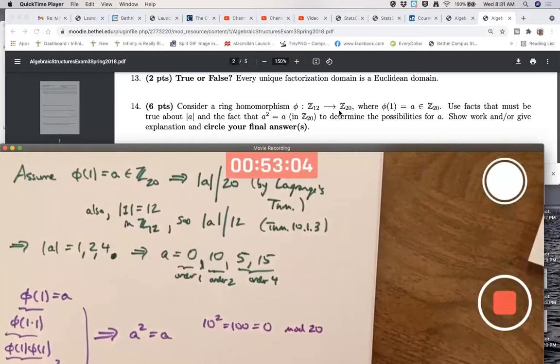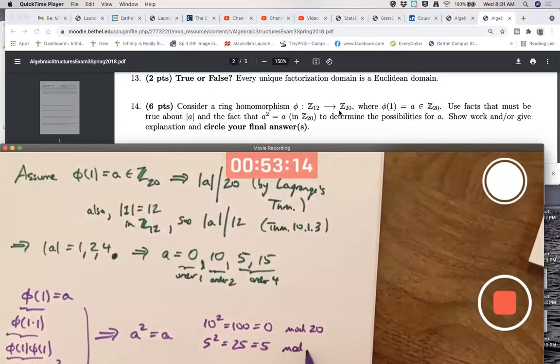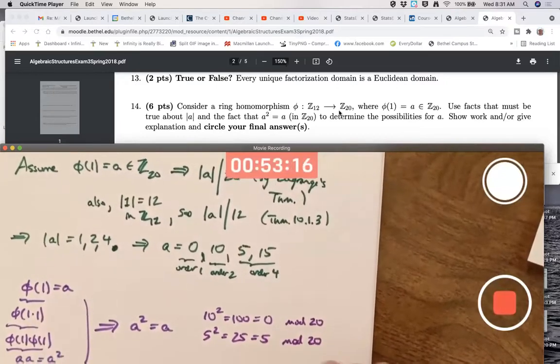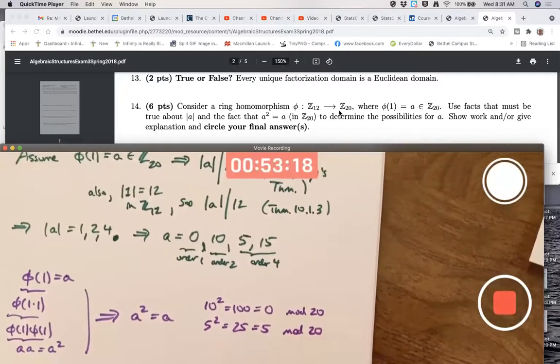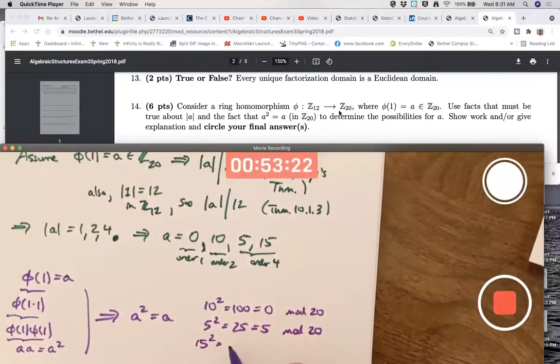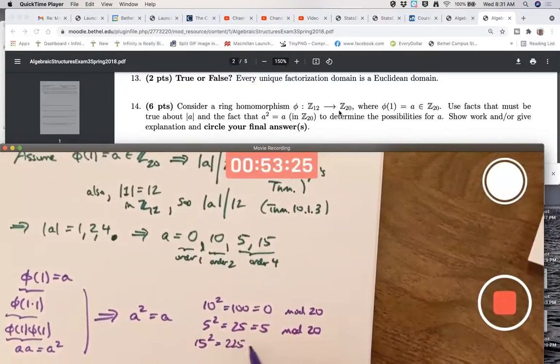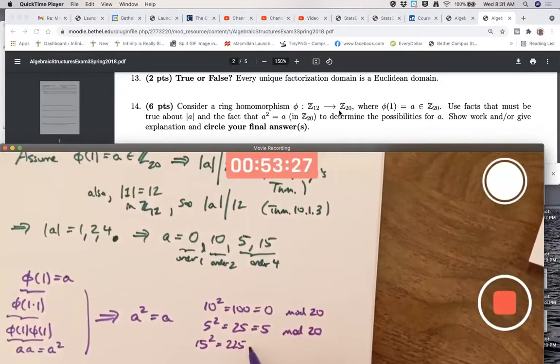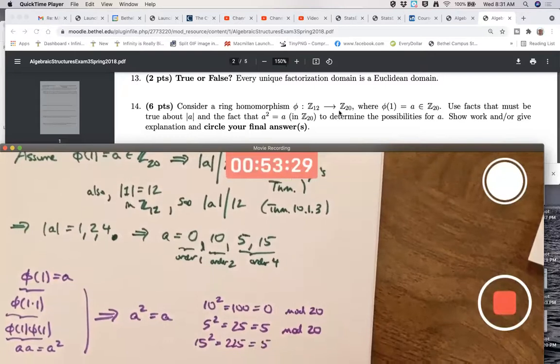So 10 is not idempotent. A cannot equal 10. How about 5 squared? 5 squared is 25, mod 20 is 5. 5 is a possibility. It is an idempotent. How about 15? 15 squared is 225. Mod 20 is 5. Right?